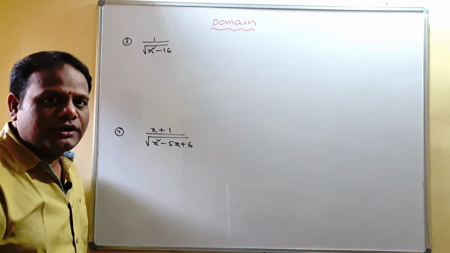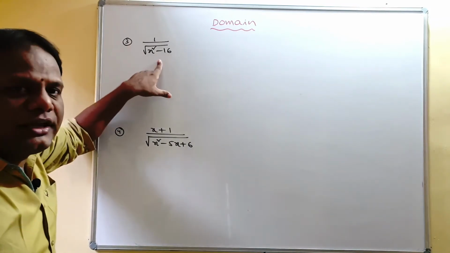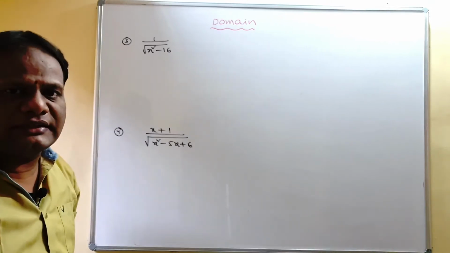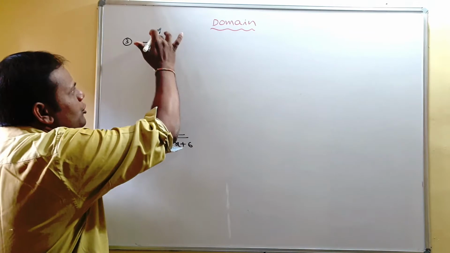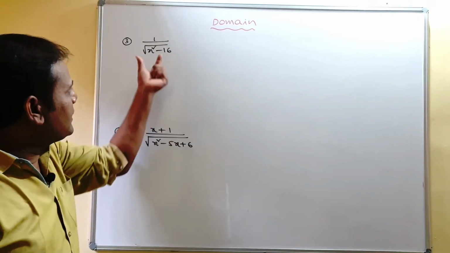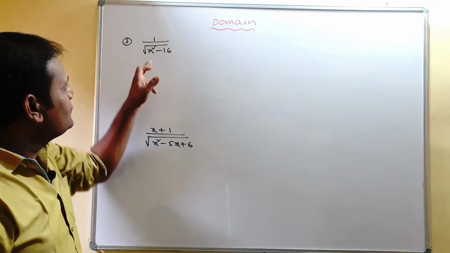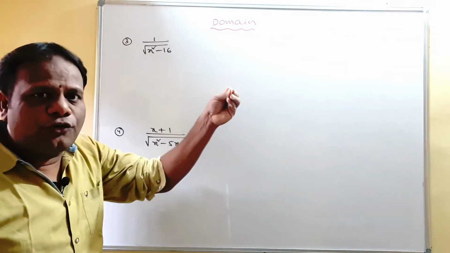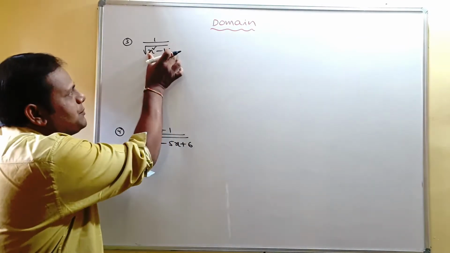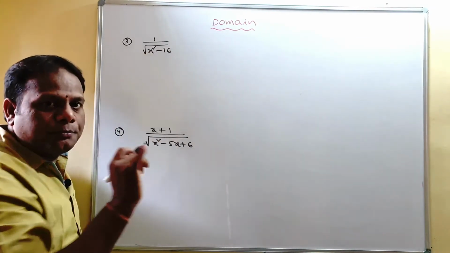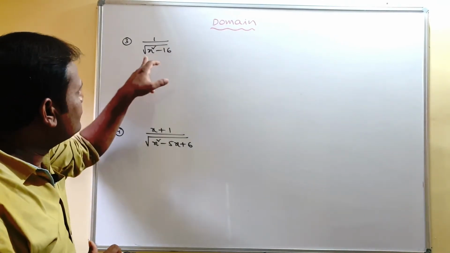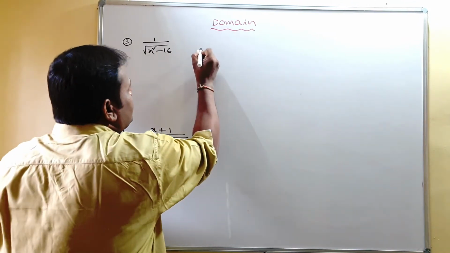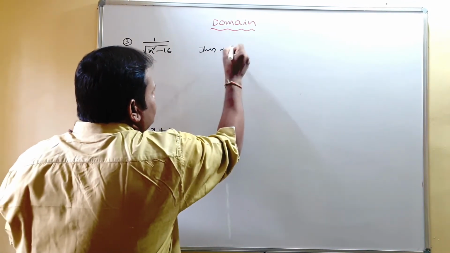Coming to the third one, we have to find the domain of the function 1 by square root of x square minus 16. With the numerator, we don't have any problem. But coming to the denominator, x square minus 16 is under root. When a root is defined, it must be either positive or 0. But if it is 0, in the denominator you get 0. That is the reason.